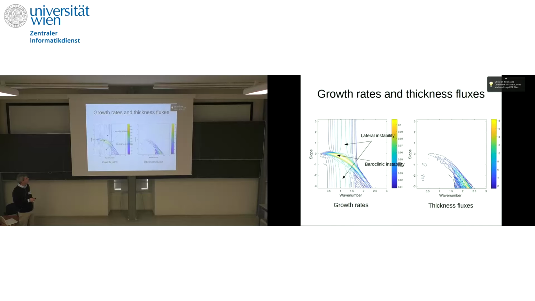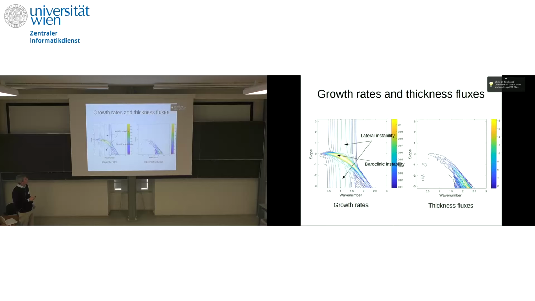And so what is happening in these regions is lateral instability. It's sometimes called barotropic instability. I prefer lateral instability because it's not barotropic. It's only occurring in the upper layer, but it's a shear instability, so things are moving sideways in the upper layer. There's no thickness flux because it's all confined to the upper layer. Here, this is baroclinic instability, and this involves a coupling between things at the surface and the bottom, and that results in the thickness fluxes.